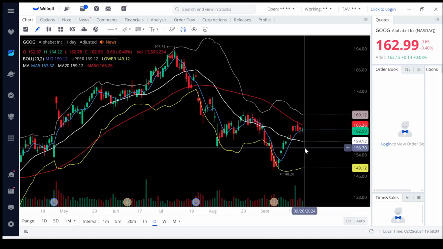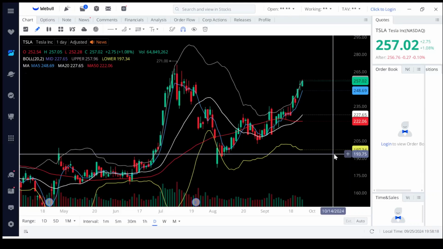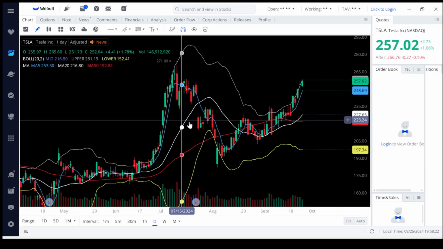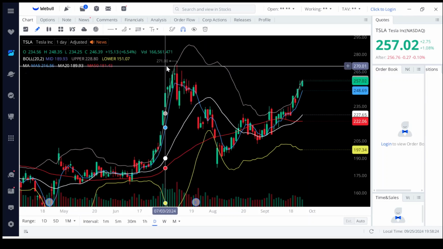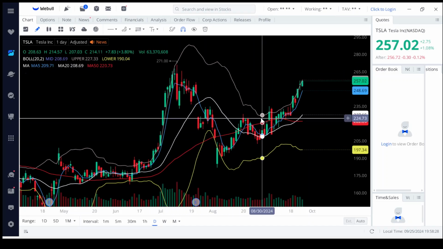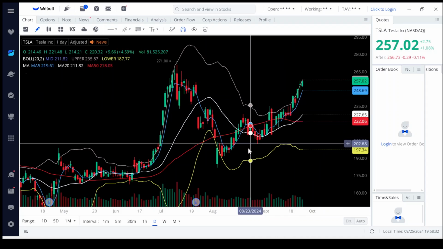On Tesla stock, it's up 1%, so Tesla is just going back up, and now it looks like it's going to retest 271 to 270 again. But things are getting a bit frothy and overextended. You can see the upper Bollinger Band. I mean, this thing did not extend too much, and the stock is just going straight up.